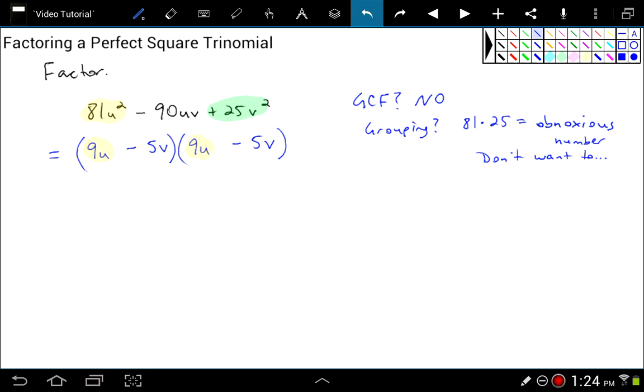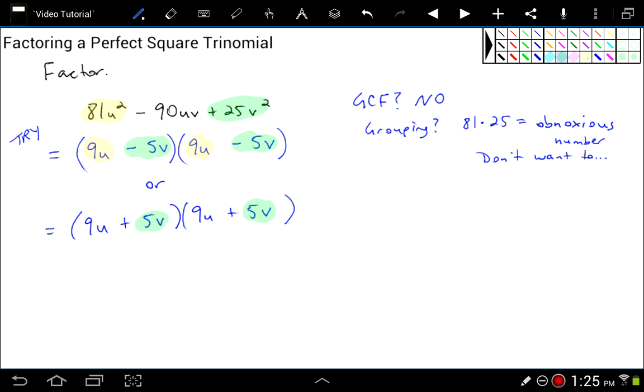We're just trying this because I know I can create the 81u squared and the 25v squared very easily here. I'm just hoping that when I multiply this out I'll get the middle term, because if I do, then I'll be done. So the other option is 9u and 9u to get the 81u squared, and a positive 5v and a positive 5v to get the 25v squared. Now I'm just going to check these to see if either one of these will work.